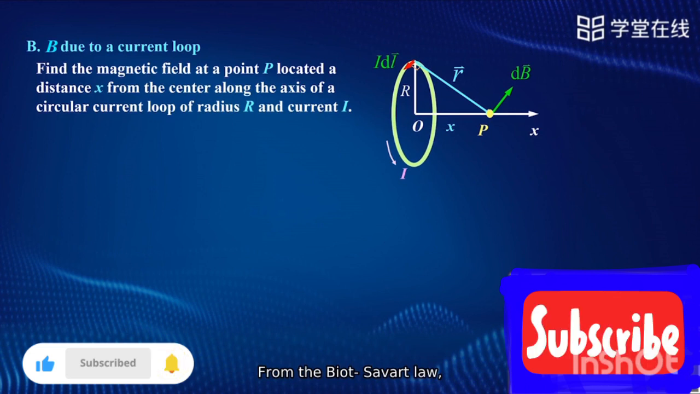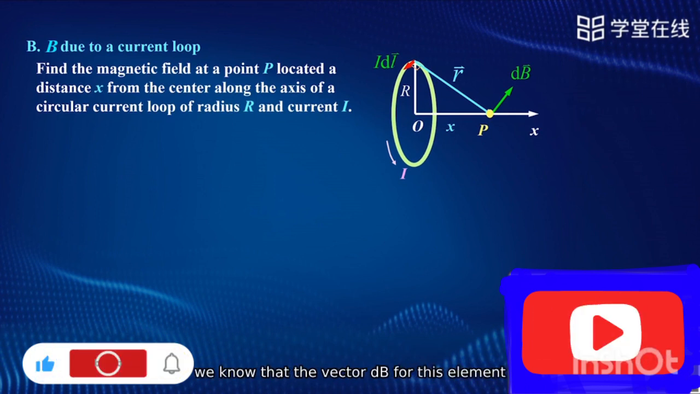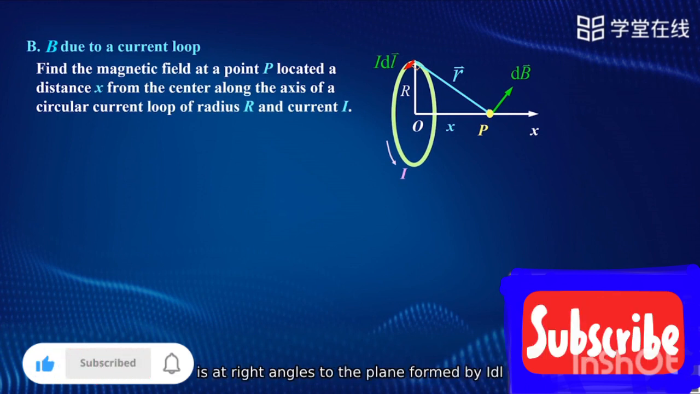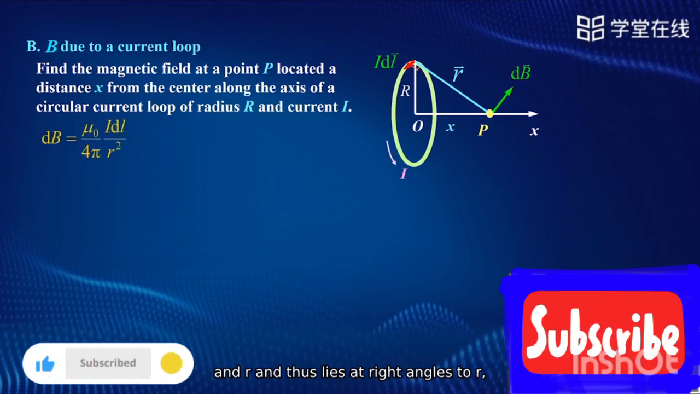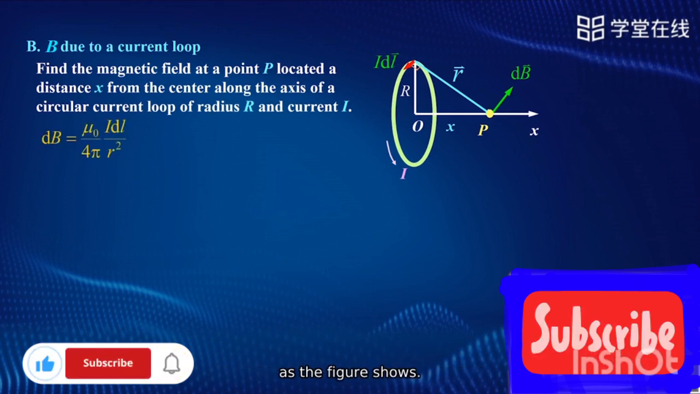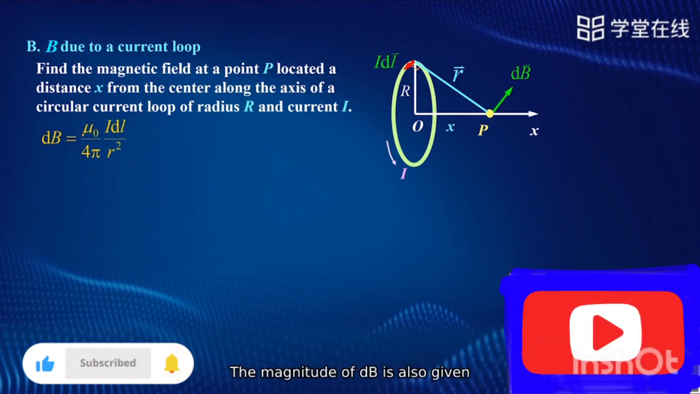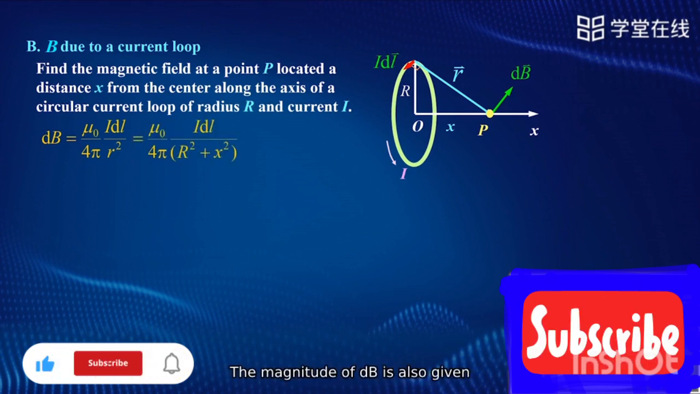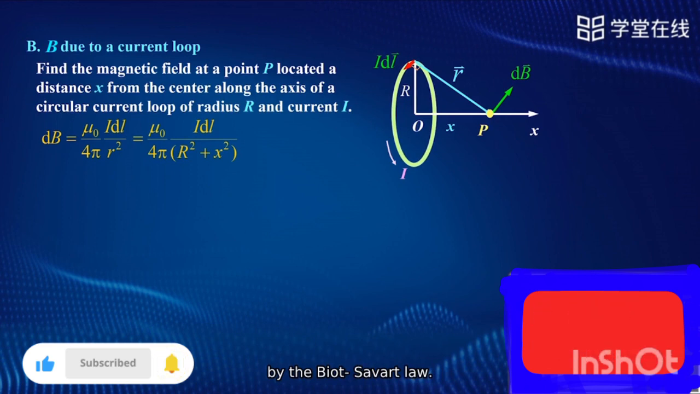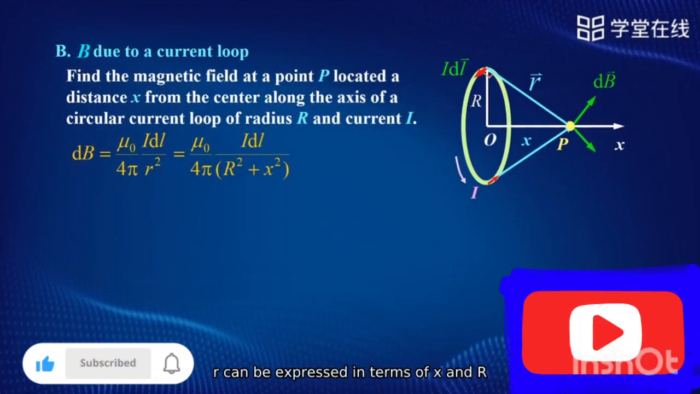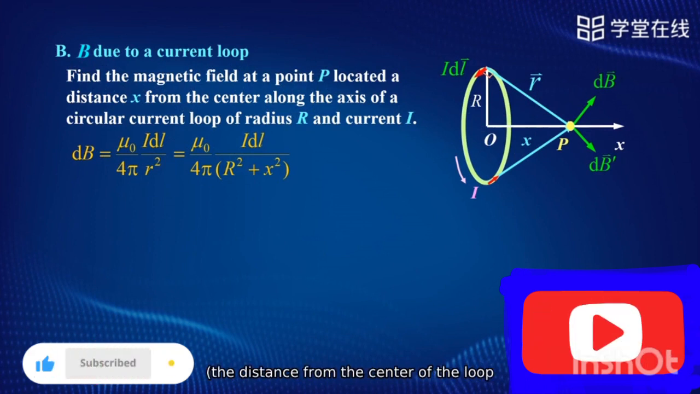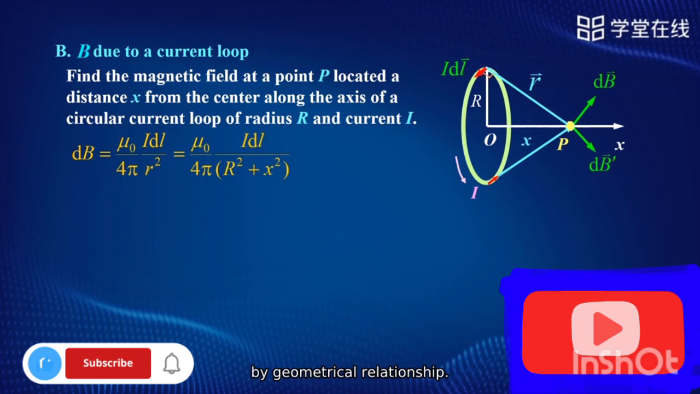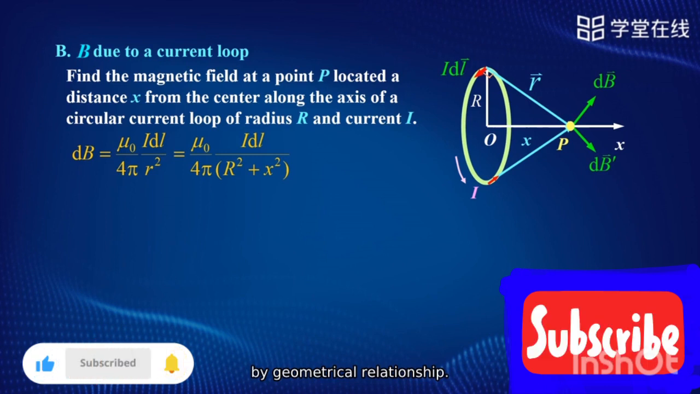From the Biot-Savart law, we know that the vector dB for this element is at right angles to the plane formed by IdL and r, and thus lies at right angle to r, as the figure shows. The magnitude of dB is also given by the Biot-Savart law. r can be expressed in terms of x and r, the distance from the center of the loop to the point P, by geometrical relationship.